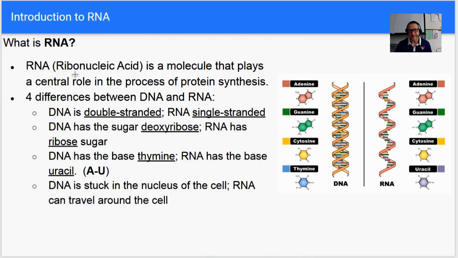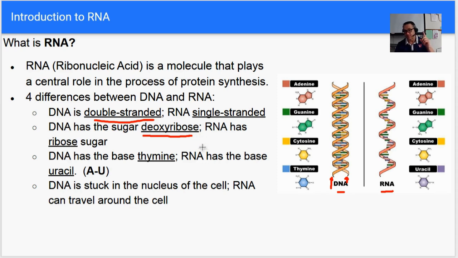RNA, ribonucleic acid. So we're going to go over the differences between DNA over here and RNA over there. All right, so first of all, DNA is double-stranded. It's got two sides. One, two. It's double-stranded, where RNA is single-stranded. You can see it's just a single strand. Doesn't have two strands, just a single strand. DNA has the sugar deoxyribose. You can't really see it in the picture. RNA has the sugar ribose.